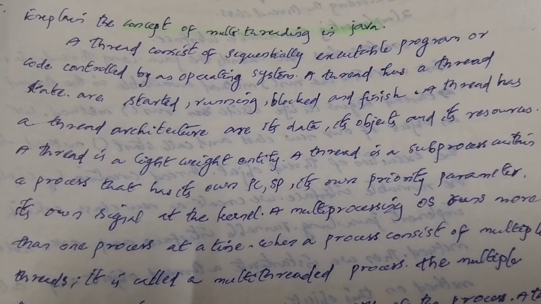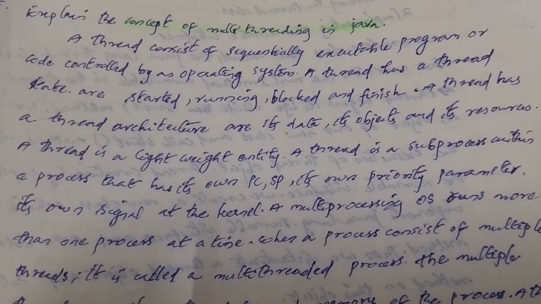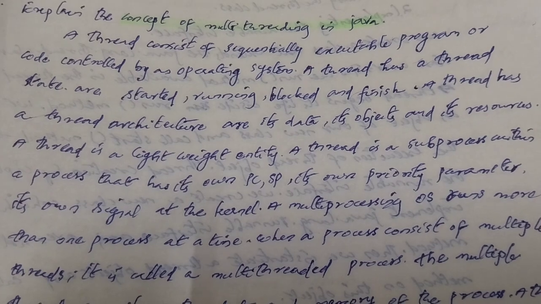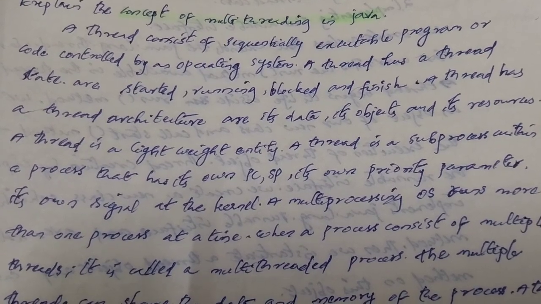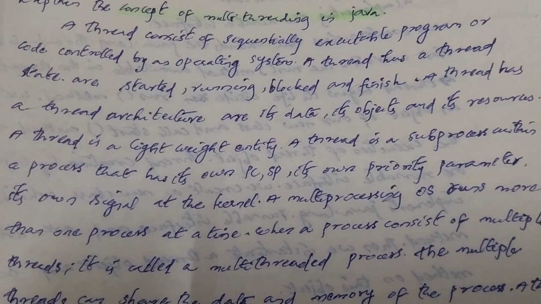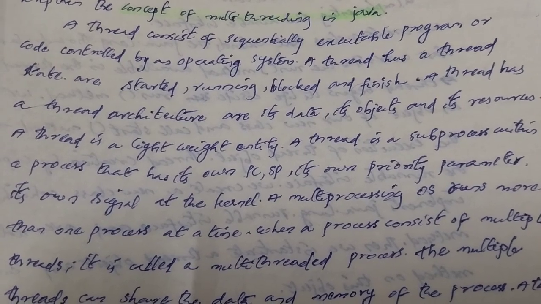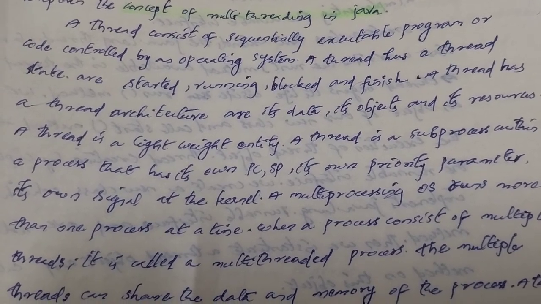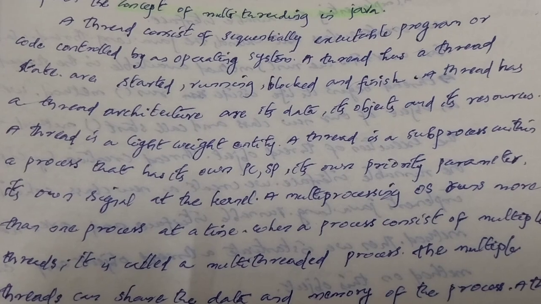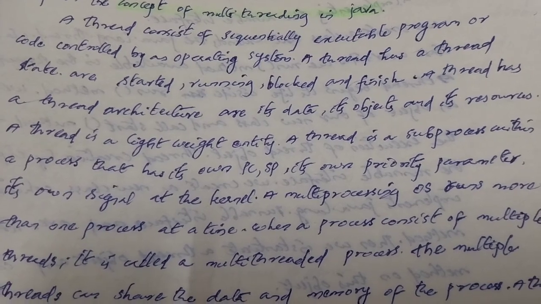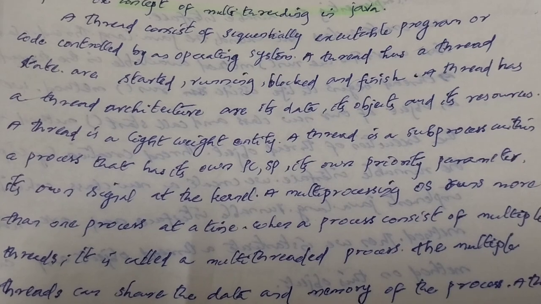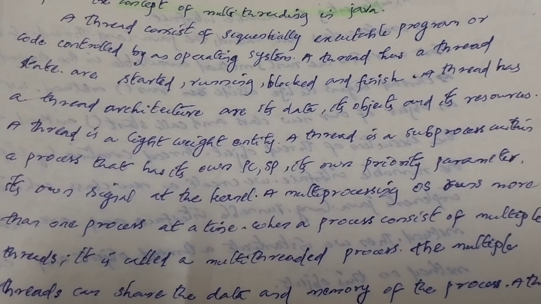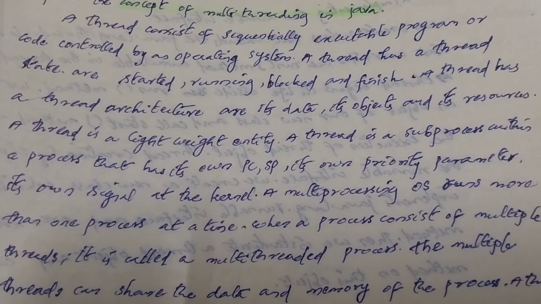Explain the concept of multithreading in Java. A thread consists of sequentially executable program code controlled by the operating system. A thread has thread states: started, running, waiting, and finished. A thread has a thread architecture of data, its objects, and its resources.